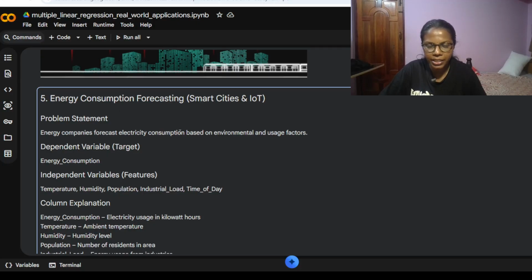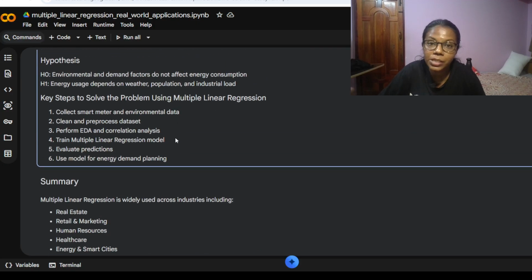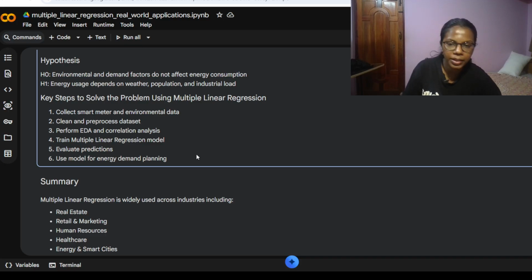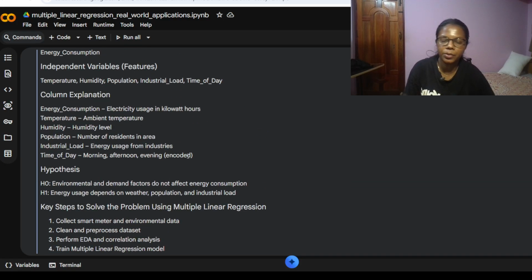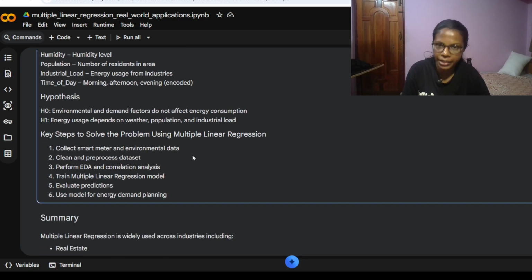So in this particular case study, what could be my possible steps to solve this problem? The first step is collecting smart meter and environmental data. The environmental data which consists of temperature and humidity should be there, and smart meter data for individual houses and industry should also be there. For the next step, this kind of data will definitely be messy, so I need to clean and pre-process the data set. The third step is performing EDA and correlation analysis to understand my data in a better way.